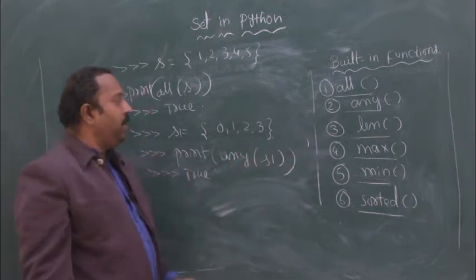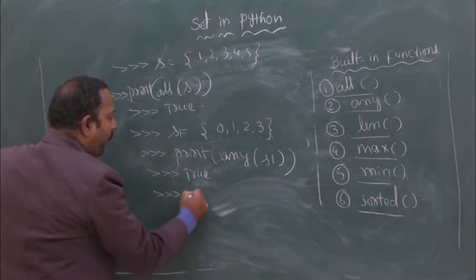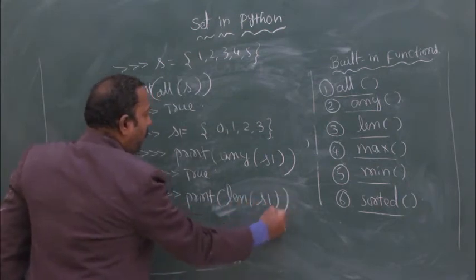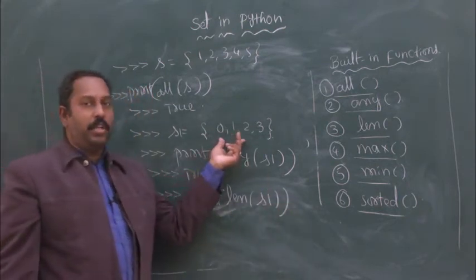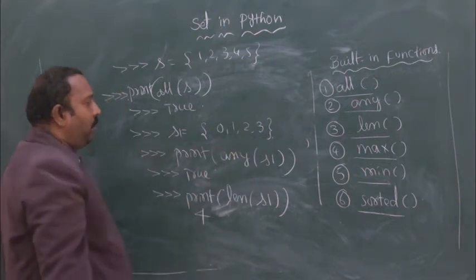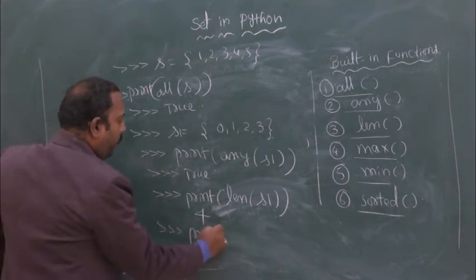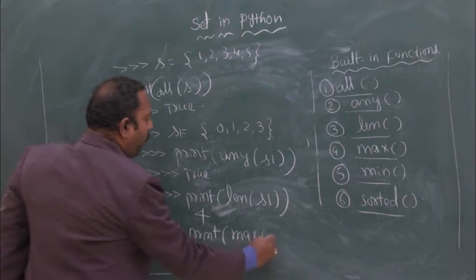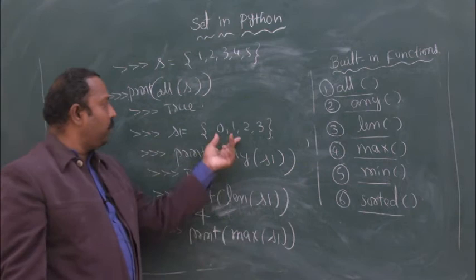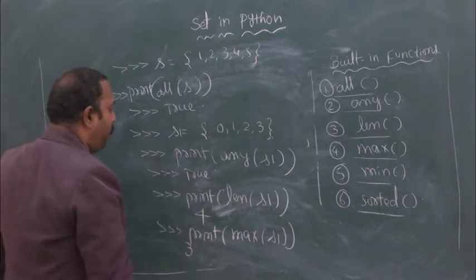Next is finding the length of a particular set. Suppose I want to print length of S1. S1 consists of how many elements? 1, 2, 3, 4 elements, so you will get the output 4. Next, suppose I want to print max of S1. That finds the maximum element in the set S1. The maximum element here is 3, so you will get the output 3.